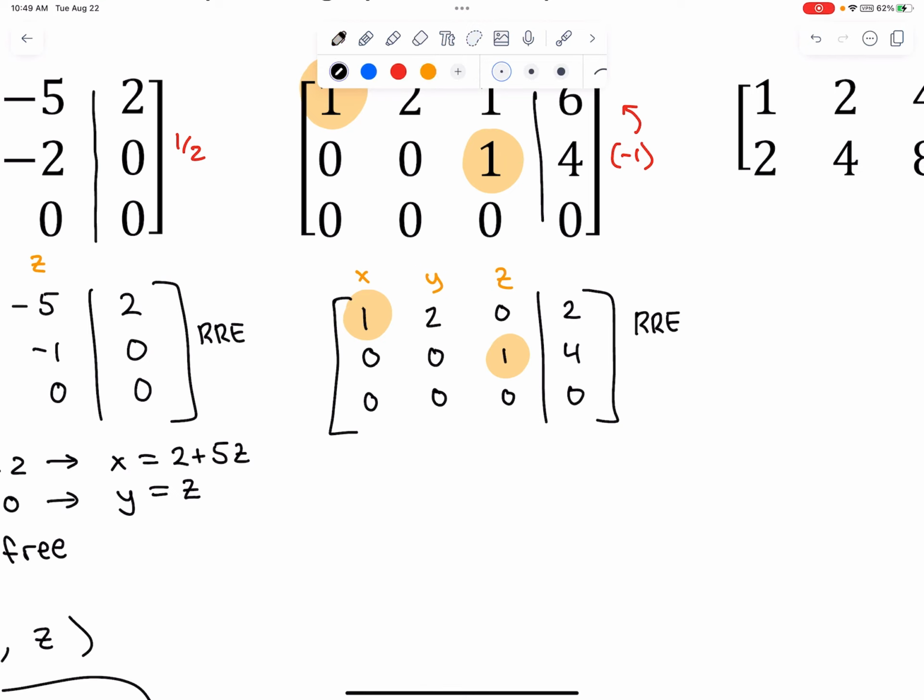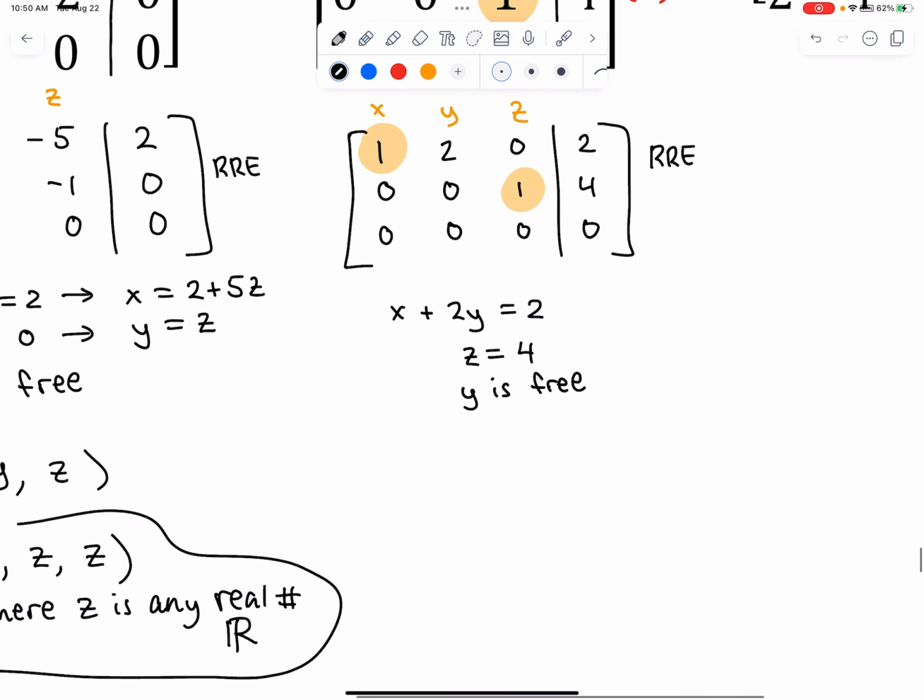And let's go ahead and translate row 1 into an equation. It reads x plus 2y, no z, is equal to 2. And row 2 just becomes z is equal to 4. And we have y is free. So our answer is going to be the following. We take this first equation and solve it for x. x is a basic variable, and so is z.